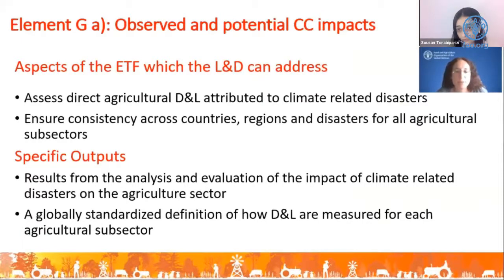Here we have a more detailed overview of the different components. Component A refers to the observed and potential climate change impact, including those related to extreme weather events and slow onset events. The information here should be provided on the best available science, and the use of the FAO methodology provides a global standardized definition of how damage and loss can be measured. It would ensure consistency across countries, regions, and disasters for all agricultural subsectors. So the analysis and evaluation of the impact of the climate-related disaster can contribute to reporting under this element.